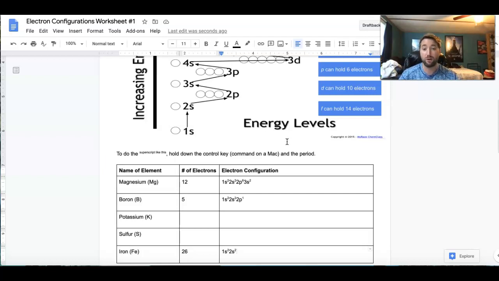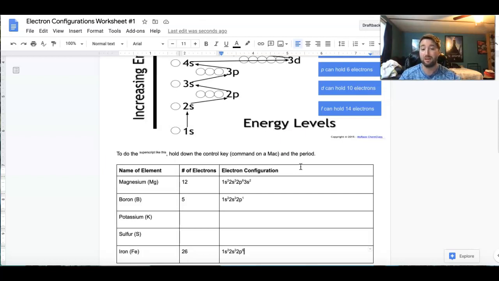Alright, so after 2s, if you look up here at the diagram, comes 2p. So we've got 2p, and p can hold up to how many? p can hold 6 electrons. So I'm going to give out 6 more electrons. Alright, so I've got 2 plus 2 is 4, plus 6 is 10. So I've given out 10 out of 26. I still have 16 more to go, so I've got a ways to go.